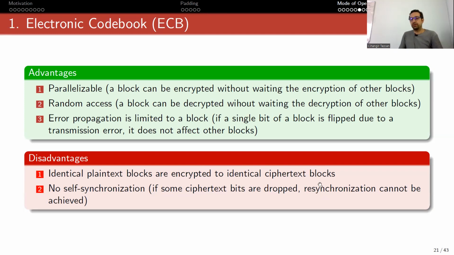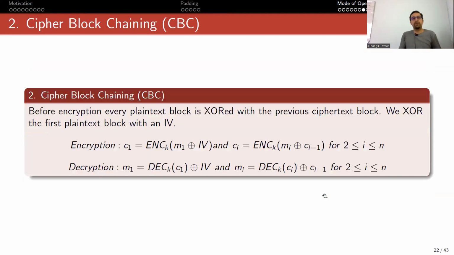Identical plaintext blocks should not go to identical ciphertext blocks. So the easiest thing to solve this problem is to use CBC, cipher block chaining. Before encryption, every plaintext block is XORed with the previous ciphertext block. We XOR the first plaintext block with an IV.